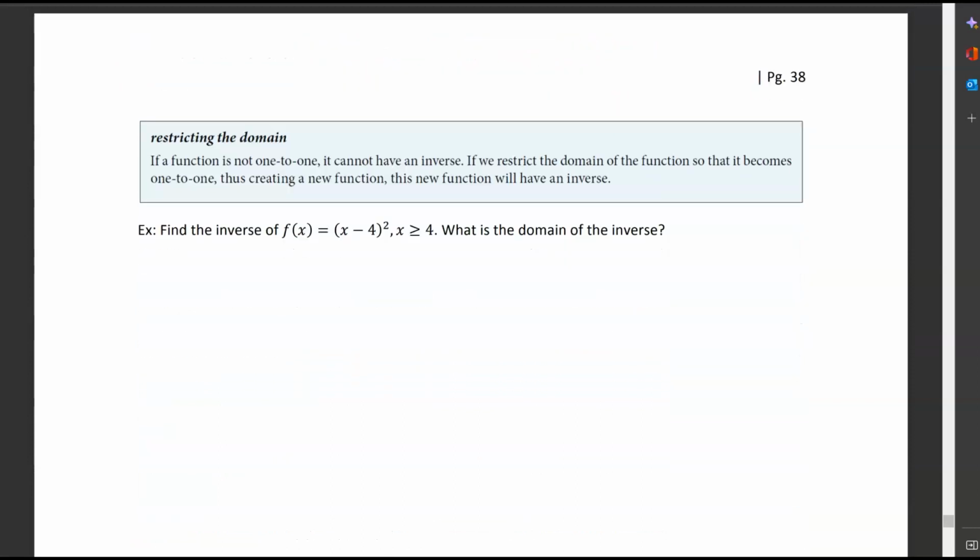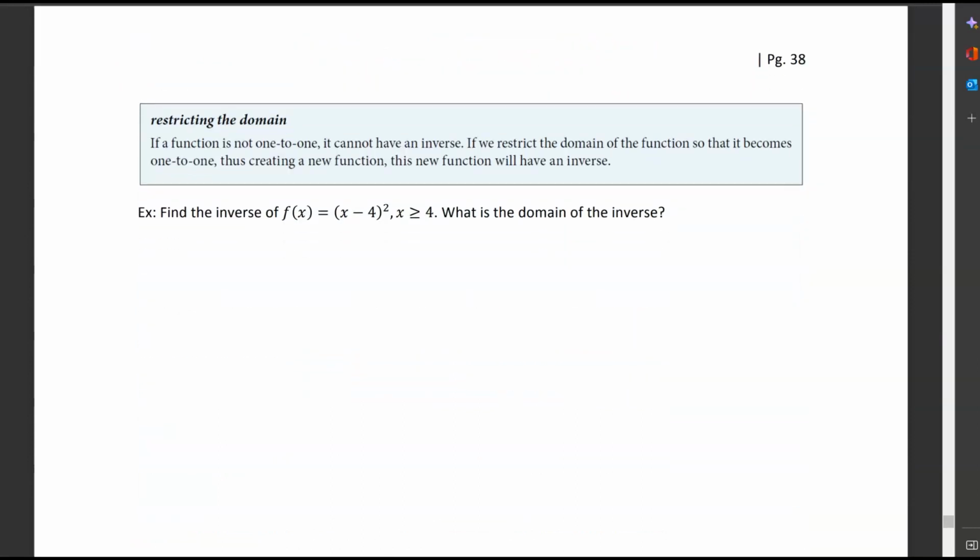All right, let's look at the next one. So restricting the domain. If a function is not one-to-one, it cannot have an inverse. And we saw this when we were checking our parabolas, for instance, right? It fails that horizontal line test. So the moment it fails that horizontal line test, it cannot have an inverse. So it's one of the requirements for an inverse. So if we restrict the domain of the function so that it becomes a one-to-one function, this creates a new function, and this new function can have an inverse.